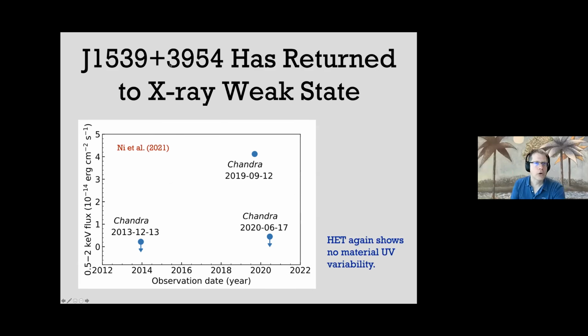And I will also note that we also proposed an additional Chandra Director's Discretionary Time observation. The source, when we were able to reobserve it with Chandra DDT time, has returned now to being X-ray weak. So it went way up and got weak again. We don't, of course, know characteristic time scales because of the very limited sampling, but it's a remarkable thing. And again, the HET showed no material UV variability, despite this large variation as well.